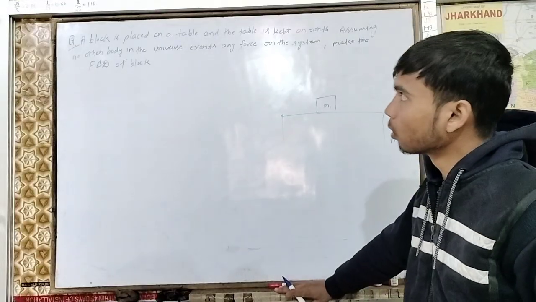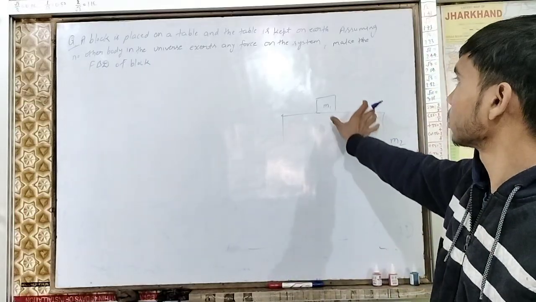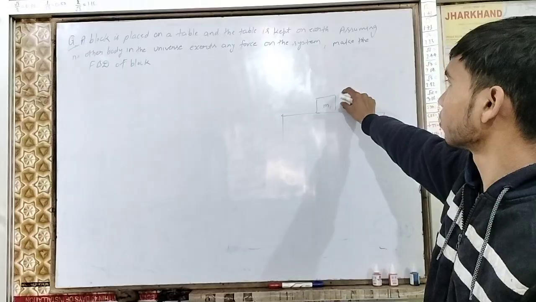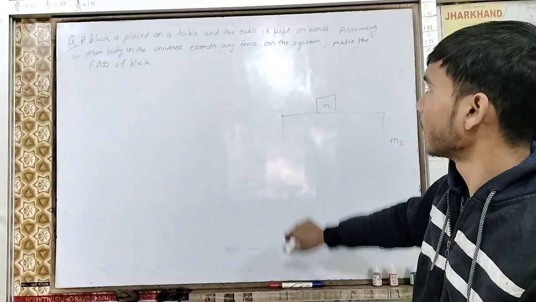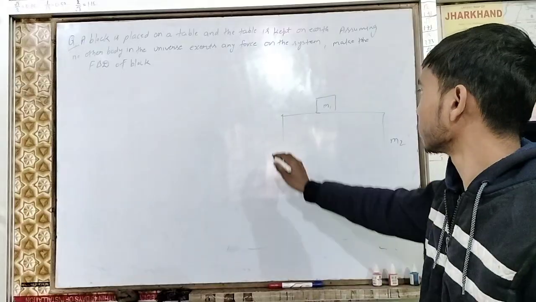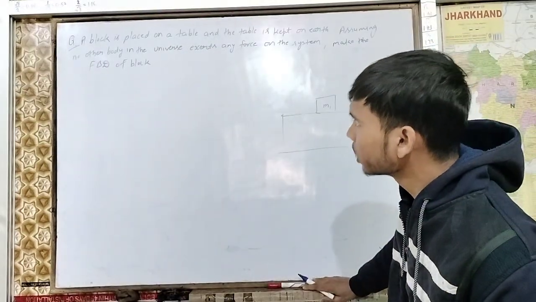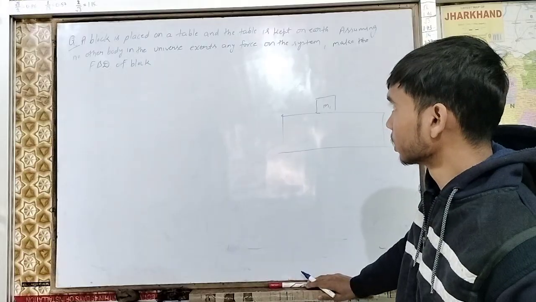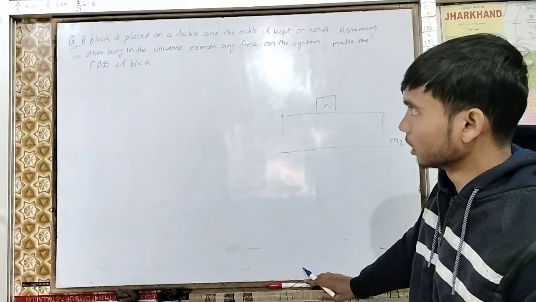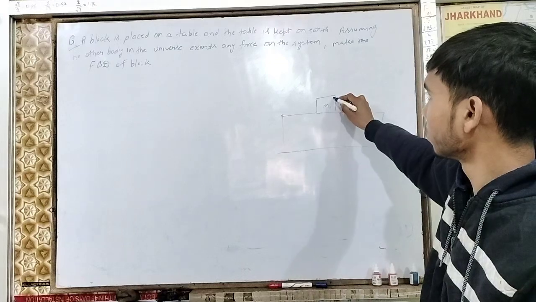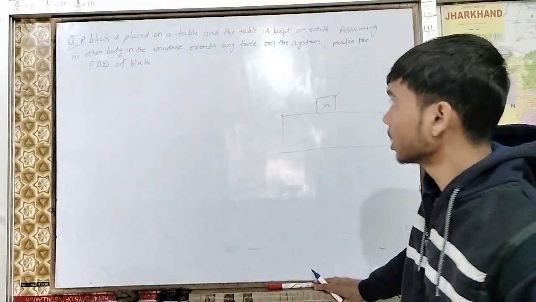The question says a block is placed. This block, it is talking about this object. This object is placed on the table, and the table is kept on earth. Assuming no other body in the universe exerts any force on this system, make the FBD of the block, the FBD of this m1.